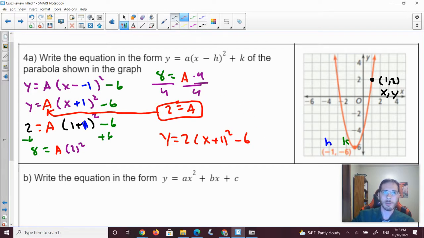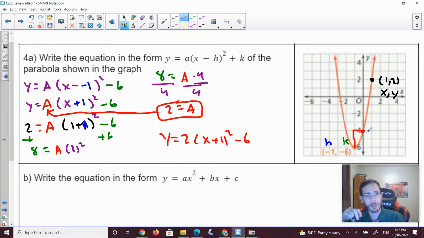And if we want to double check, we can totally double check this. So we know we've got h and k right. H is -1, k is -6. There is a way to check a. So if we go up 2 and over 1, we should hit the first point on the parabola. So you can check it that way.